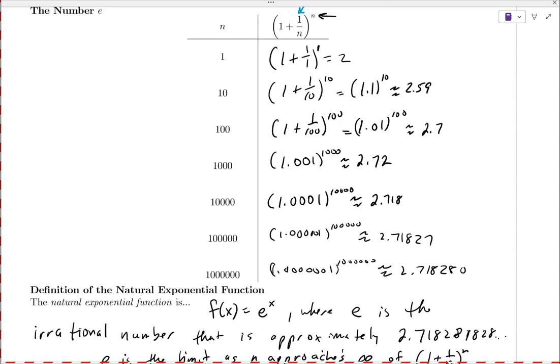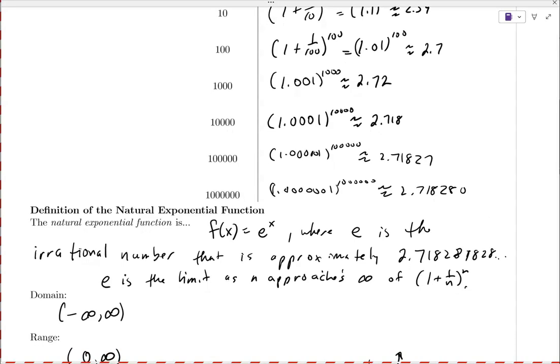When we use it as the base of an exponential function, this is what we refer to as the natural exponential function. The idea behind why we call it natural is because it comes from this particular type of computation. And we use it in lots of different applications that we'll see later on, once we start talking about inverses of these functions.